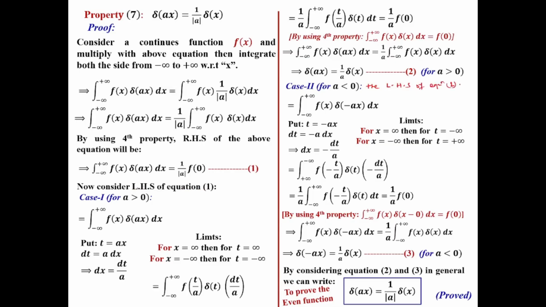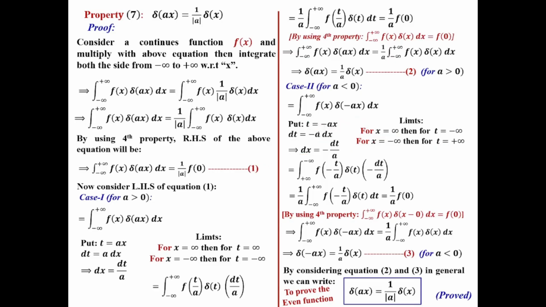equation 1 will be integral from minus infinity to plus infinity of f(x) delta(ax) dx, where instead of plus a, we have to write minus a, as a is less than 0. Put t equal to minus ax, dt will be minus a dx, dx will be minus dt by a. Now we are going to check the new limits. For x equal to positive infinity, t will be minus infinity. If x is minus infinity, then t, the limit will be plus infinity.